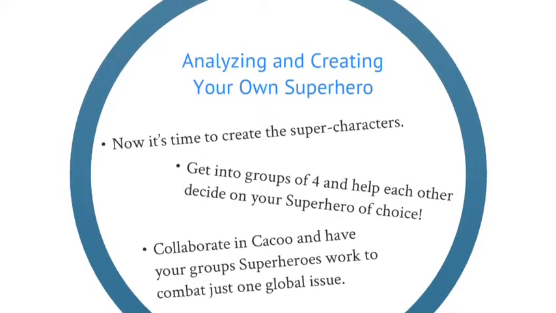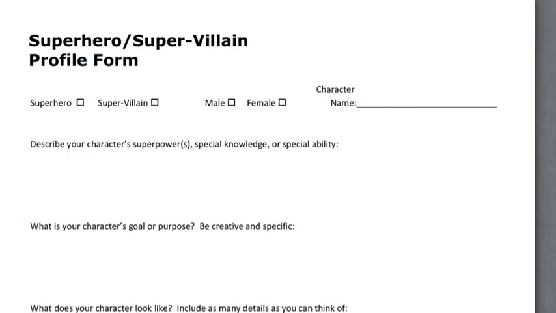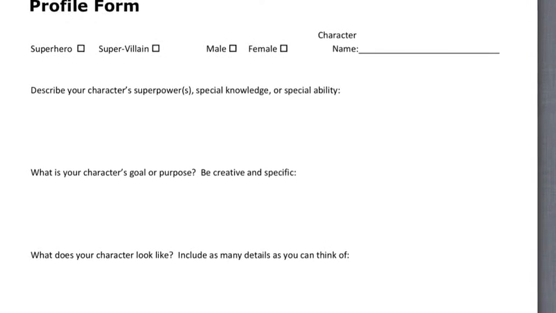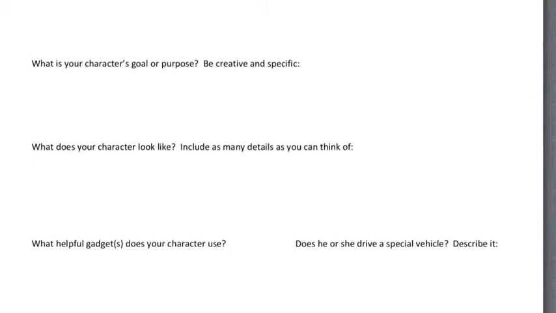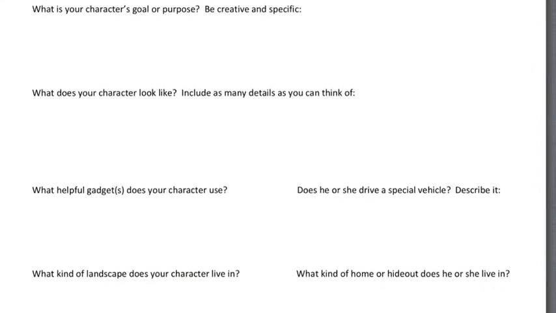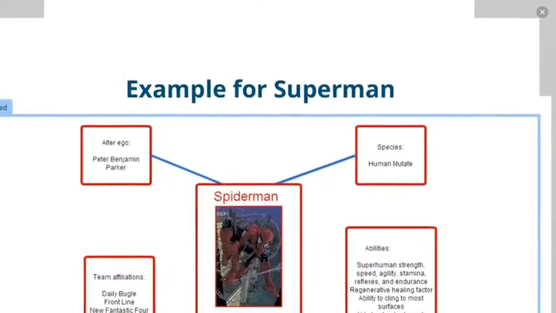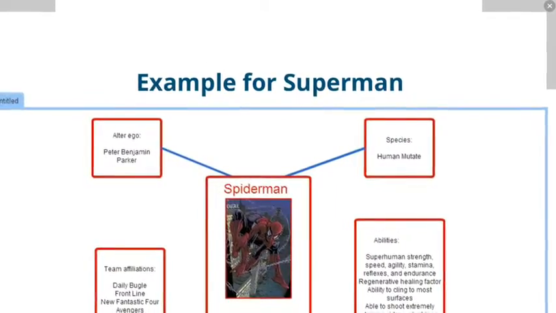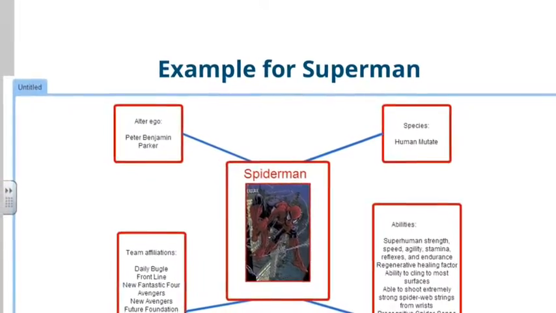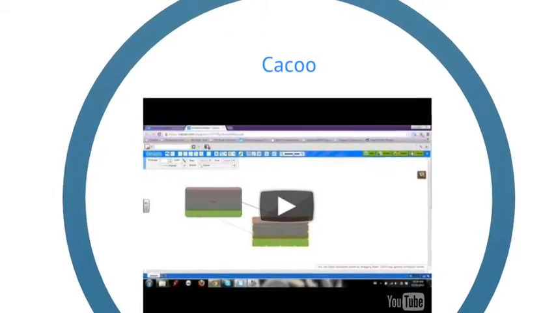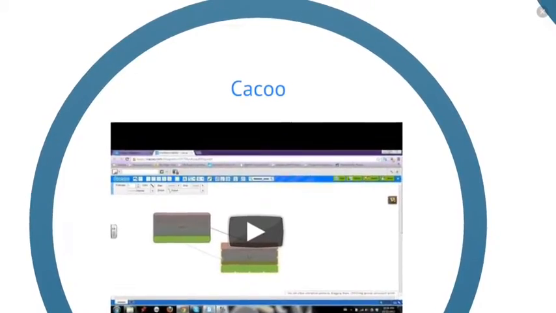Now it's time to create the super characters using Kaku. Assign students to groups of 4 forming cooperative teams. Explain that each group is to create their own superhero or supervillain by completing the profile form. Further instruct students that they are to help their team members with suggestions if any of them have trouble. Groups will create mind maps of their superheroes using Kaku to collaborate. Students should go over the Kaku tutorial with their teacher prior to starting this.